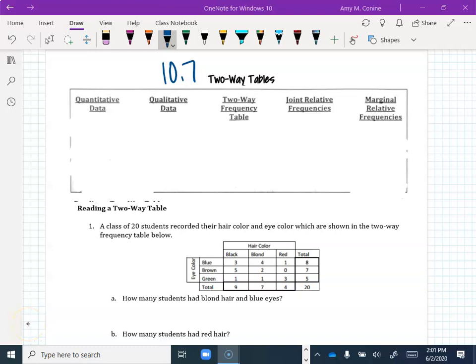Hey everyone. All right, so this is 10.7, two-way tables. So we have a few things we need to talk about.